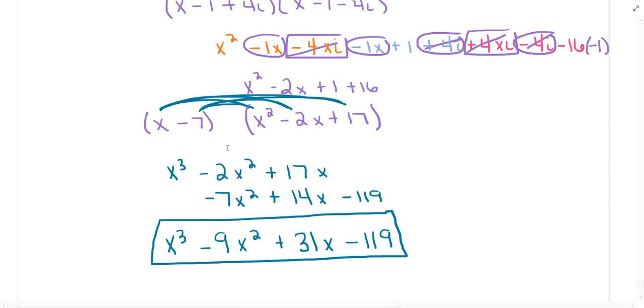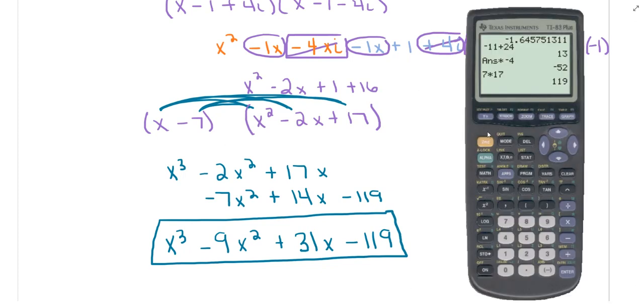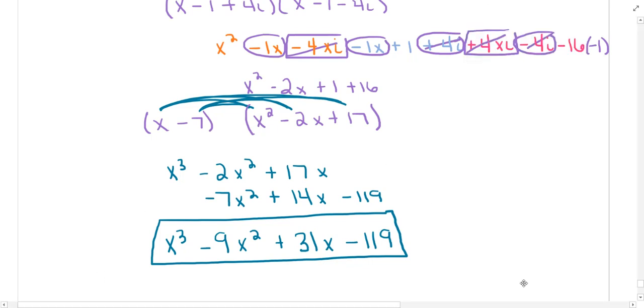Let's go ahead and check that, put it in our graphing calculator just to make sure we can see at least the 7 because our other zeros are imaginary. So x cubed minus 9x squared plus 31x minus 119. Okay, so 1, 2, 3, 4, 5, 6, 7. So we can at least see the real zero. So I think we're good to go with the multiplication.